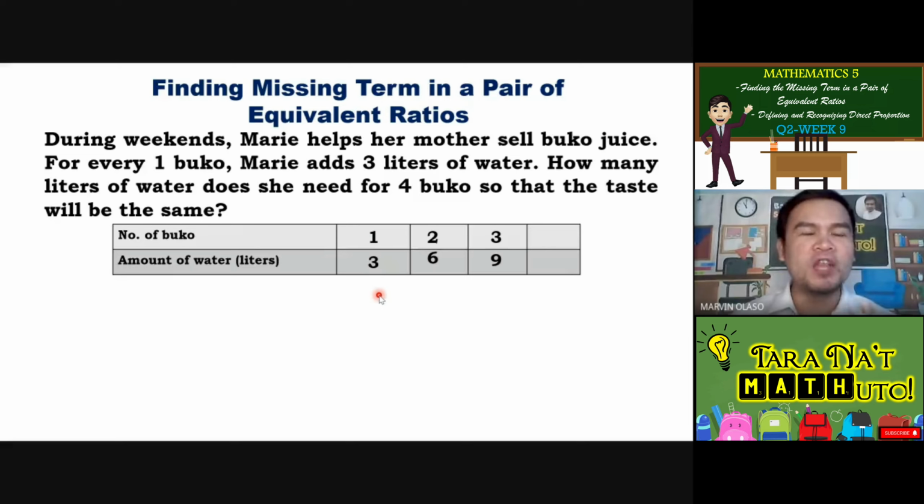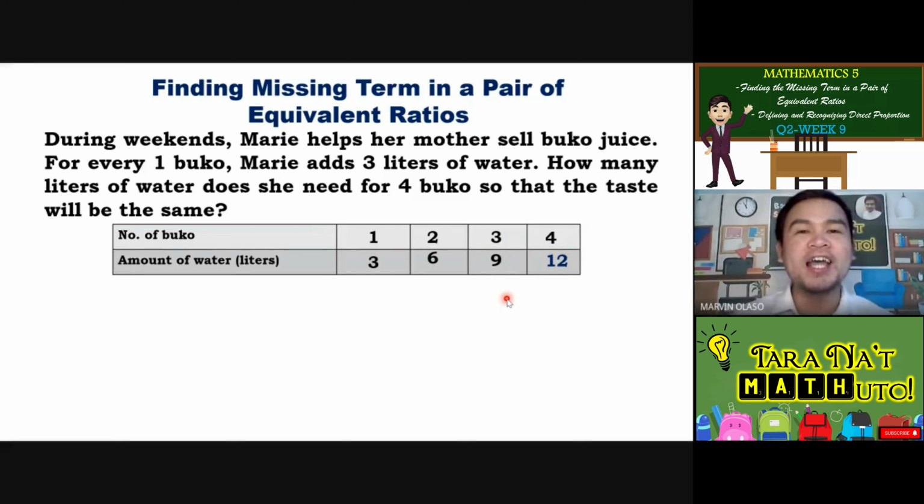And what if ito na yung ating tanong? 4 buko. Ayan. So if there are 4 buko now, let us find. So paano yan? 1 times 4, we have 4. So let's multiply also by 4. 3 times 4, so we have now 12 liters of water.